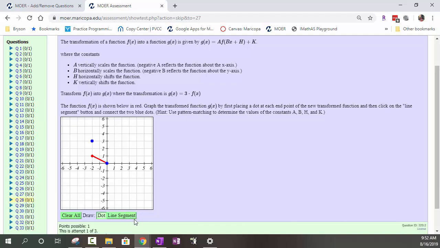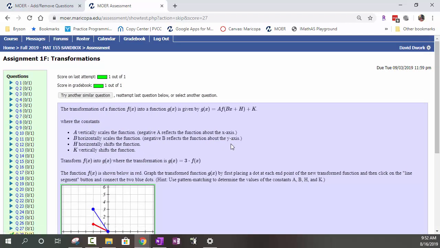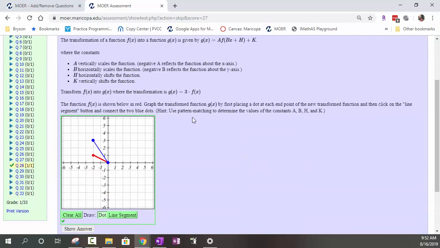So once we've moved our points to their final destination, we're going to go ahead and select a line segment and connect the dots, and then we will submit our problem and hope we got it right. Yes, green check mark. All right, I hope this helps.